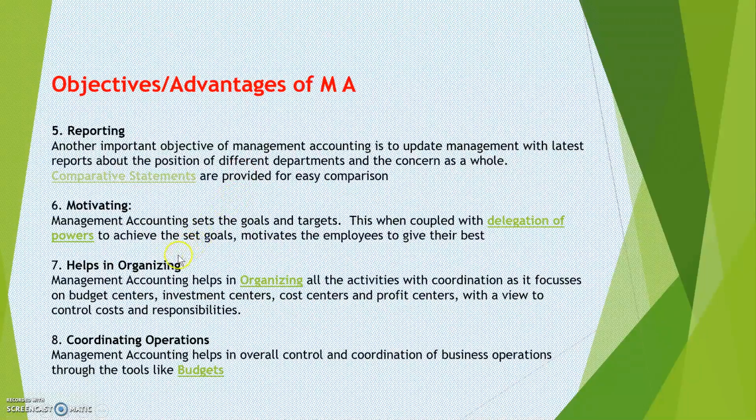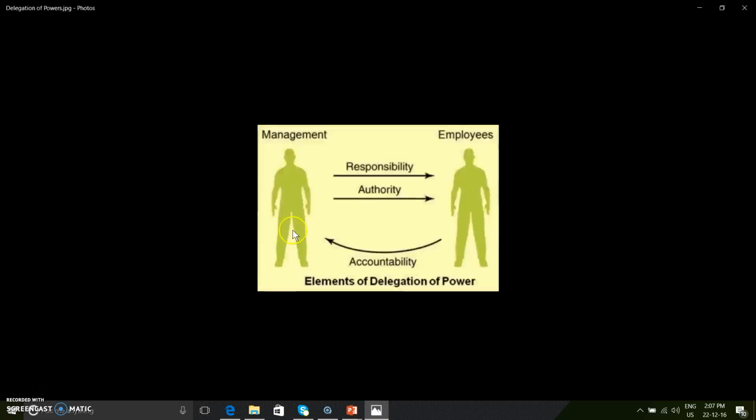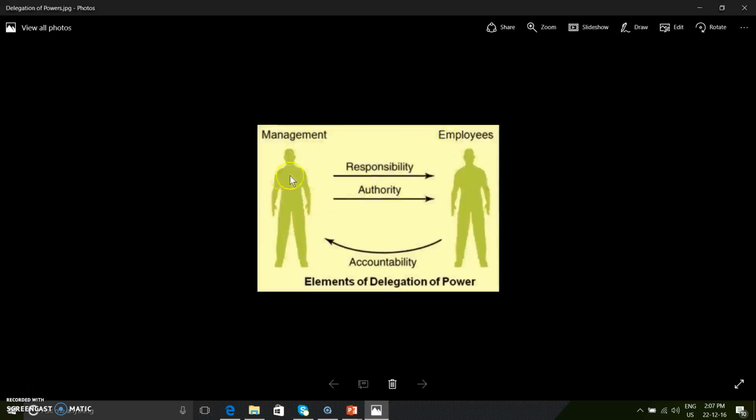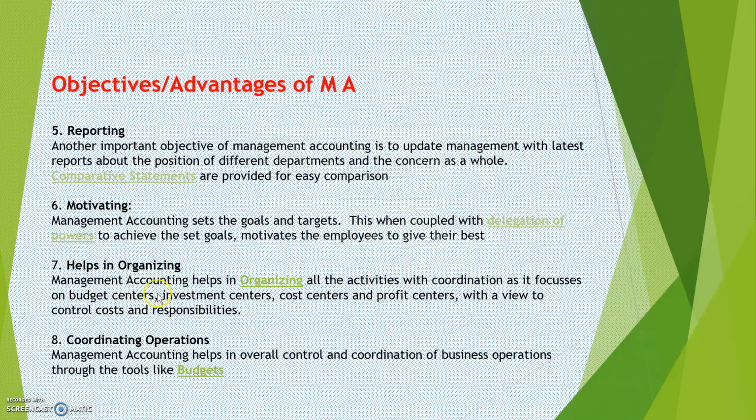So it provides the reports. Then motivating. Management accounting sets the goals and targets. Now this, when coupled with delegation of powers to achieve the set goals, naturally motivates the employees. Now let us see, management and employees. Management fixes the responsibility. It also gives the authority. And in turn, the employees are accountable to the management. Now, when the responsibility is assigned and authority is also given, then naturally the employees will be motivated. So this is done through management accounting people.